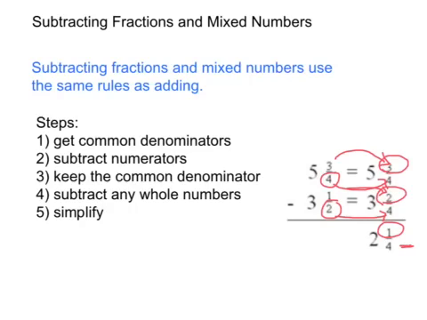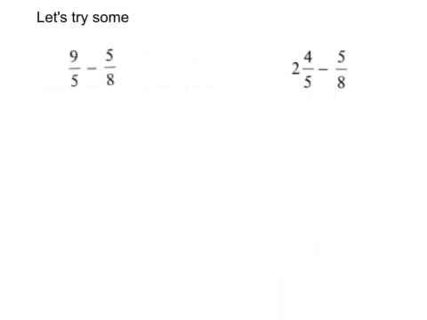Step number 4 is to subtract any whole numbers. So in our example, 5 minus 3 is 2. And step number 5 will always be to simplify when you're dealing with fractions. And 2 1/4 cannot be simplified, so our final answer is 2 1/4. So let's take a look at a couple.